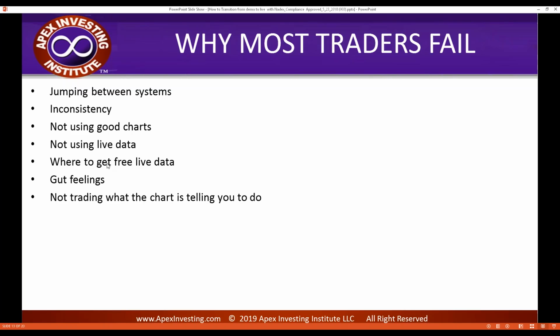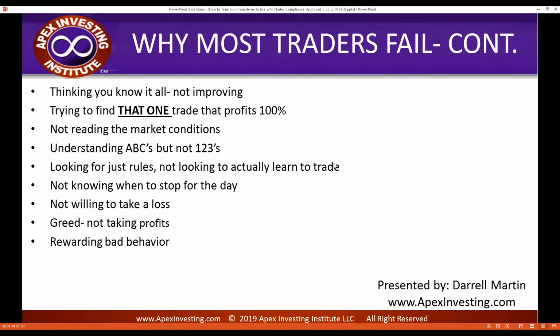And do not jump between systems, okay? Use good charts, use good data. Don't go on your gut feelings. Do what your chart is telling you to do. Just because you had a bad day, okay? Oh man, I had some losses today. It was a losing day. This system sucks. I gotta go find something else. Every system's gonna have bad trades, bad days, maybe even bad weeks or months. You can't jump around to different systems just because you had a bad day or a bad week, okay?